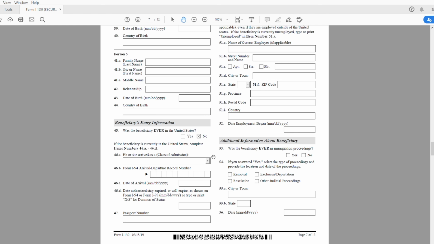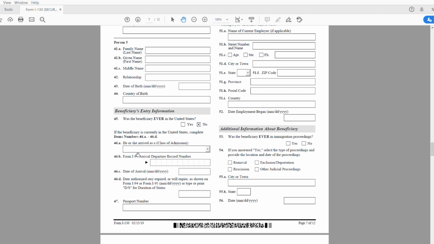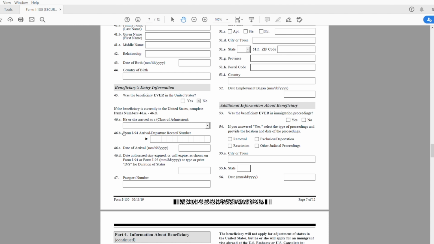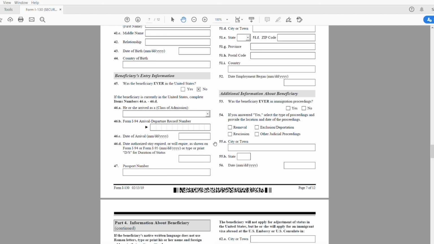So here you would indicate their class of arrival, their Form I-94 arrival departure record number. If you do not know where to locate your I-94 number, it's actually available electronically on the Department of Homeland Security's website, which once you open the I-94, it will have your date of arrival. It would also state the date of authorized stay in the US. So all that information can be found on the I-94 form.